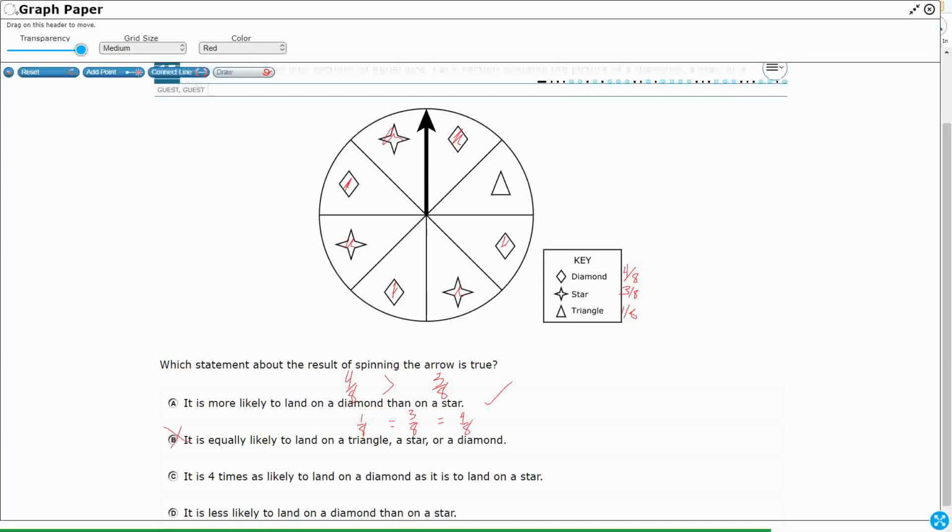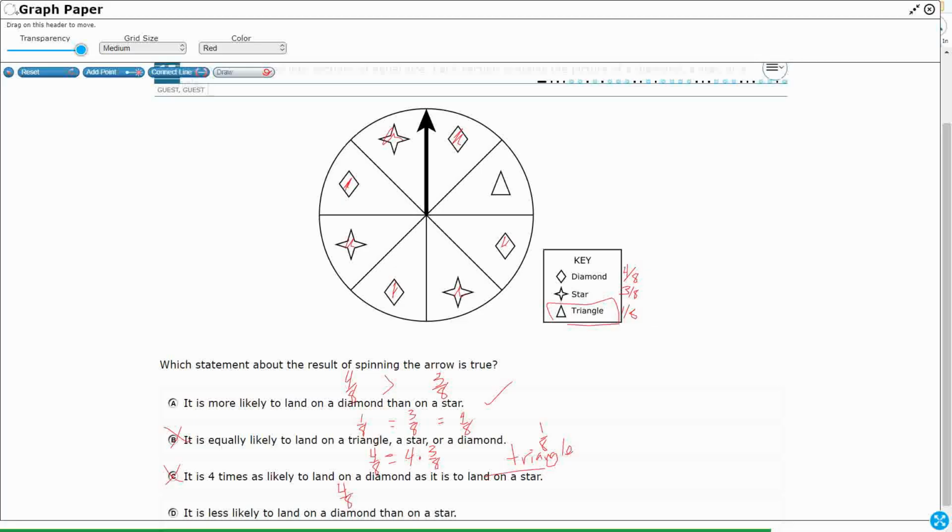4 times as likely to land on a diamond than a star. All right, so 4/8 equals 4 times, what is a star? 4 times a star, 3/8. Nope, that's not going to work. Now, here's the interesting thing. If they would have said triangle, we actually would have been correct. If you would have said triangle, 4/8 is 4 times 1/8. So that's incorrect. Less likely to land on a diamond.